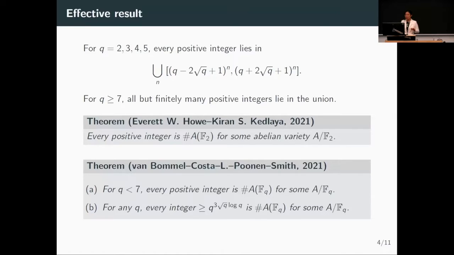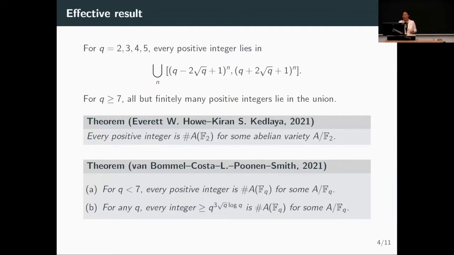And last year in March, Howe and Kedlaya posted a paper on arXiv saying that every positive integer is the order of an abelian variety defined over F_2. We found this result very interesting and decided to see what happens for other fields. That's our motivation, really. So we were able to prove that it's true for q equals 2, 3, 4, 5, every integer that's allowed by the Hasse-Weil bound. Every positive integer does show up as the order of an abelian variety defined over this fixed small field.